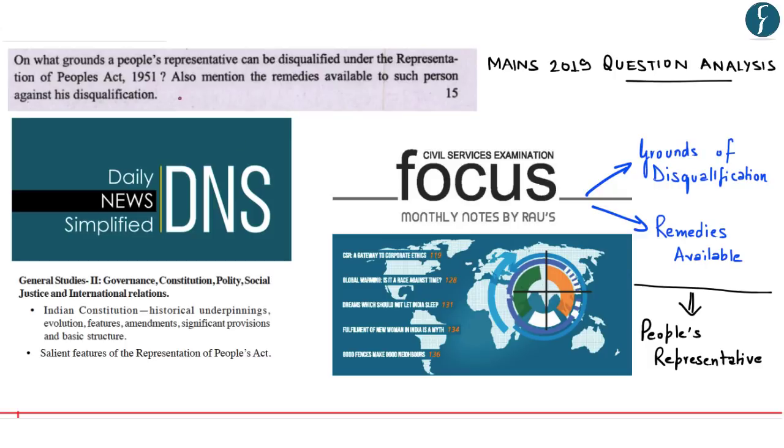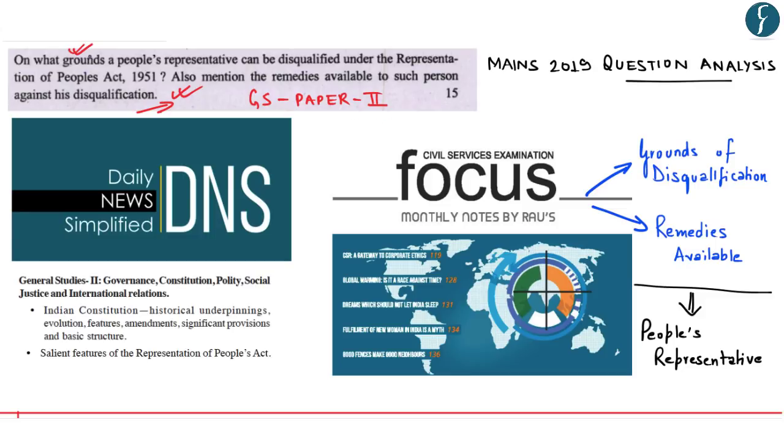Today we shall be taking up this particular question which appeared in GS paper 2. In this analysis, we shall try to understand this question, its requirement, as well as the approach with respect to the answer writing process. So let us undertake this question asked in GS paper 2.